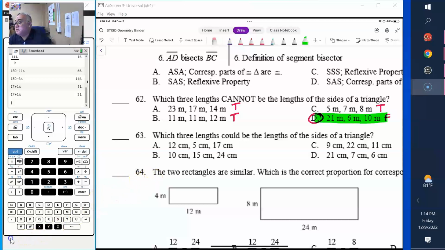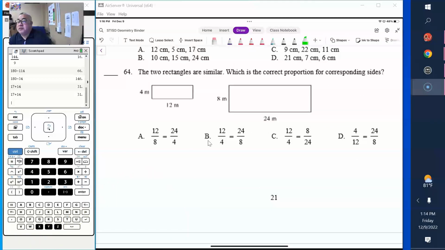The two rectangles are similar. Which is a correct proportion for the sides? So we have 4 to 12 is equal to 8 to 24. They did 12 to 8 to 24. Okay, I would say that's wrong.